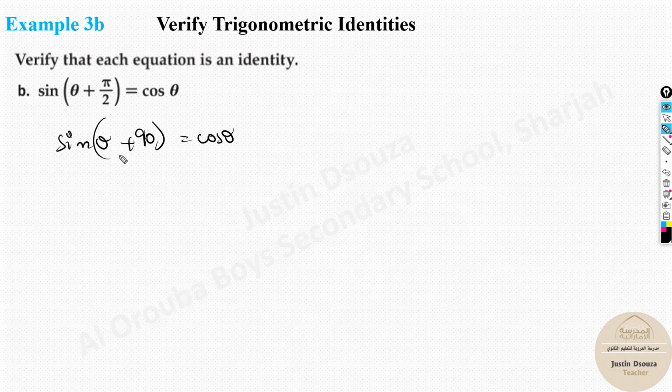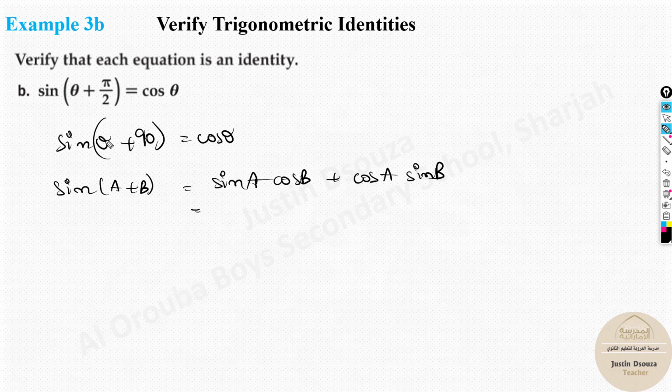Let's use the sum identity for sine. Sine of A plus B is equal to sine A cos B plus cos A sine B. Now, all you need to do over here is substitute the values. This is sine of theta plus 90. Instead of A, I have to put theta, and instead of B, we have to put 90. And then the formula as it is: sine theta cos 90, plus cos theta sine 90.